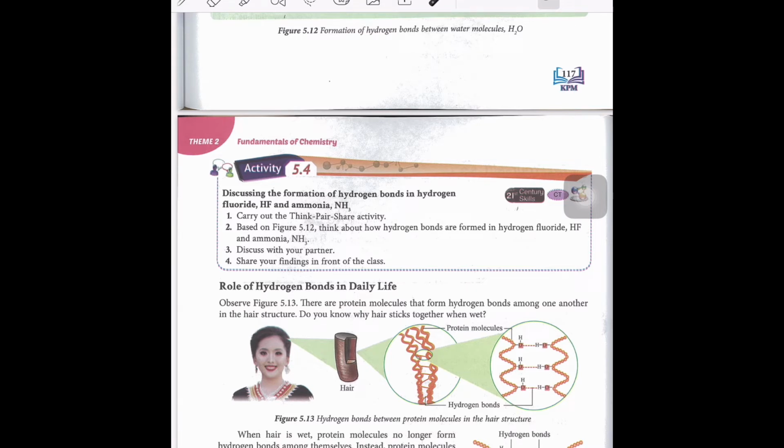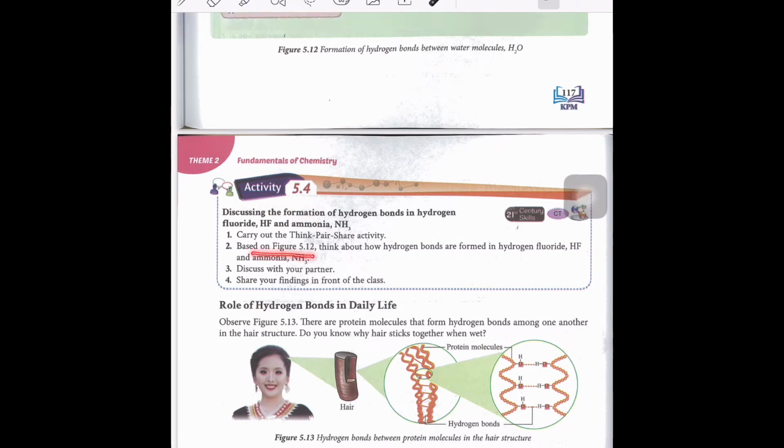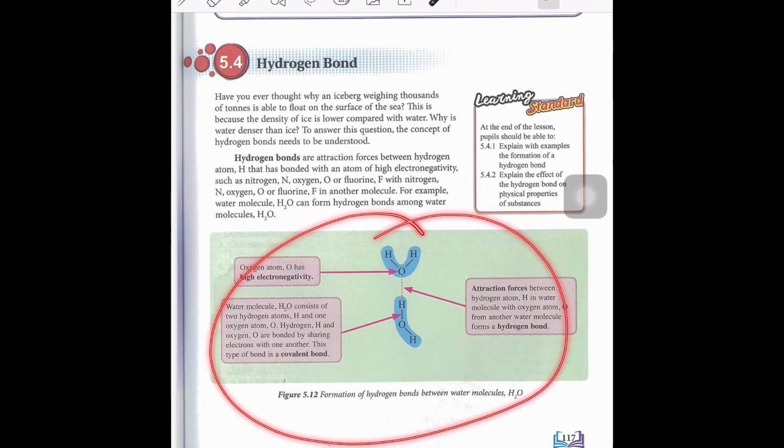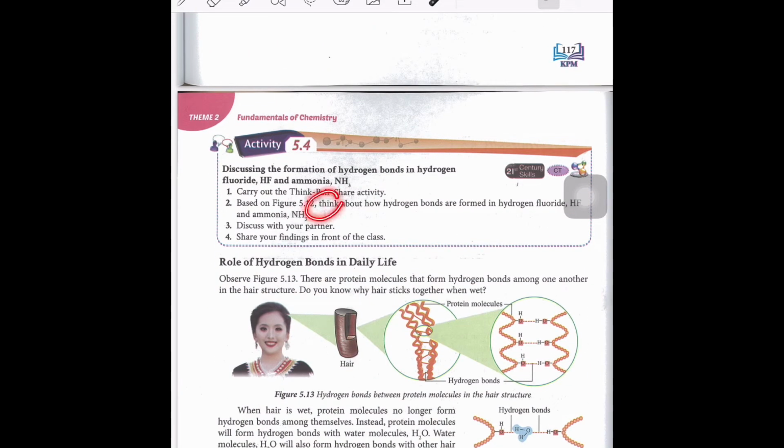I would like you all to try record a short video. Okay, short video explaining this one, activity 5.4. I will choose 2 students only for now. Okay, I would like Elizabeth and also Kit Christo. The 2 of you are going to record a video about activity 5.4 based on figure 5.12. Based on this one, can you explain? Think about how hydrogen bonds are formed in hydrogen fluoride and ammonia.